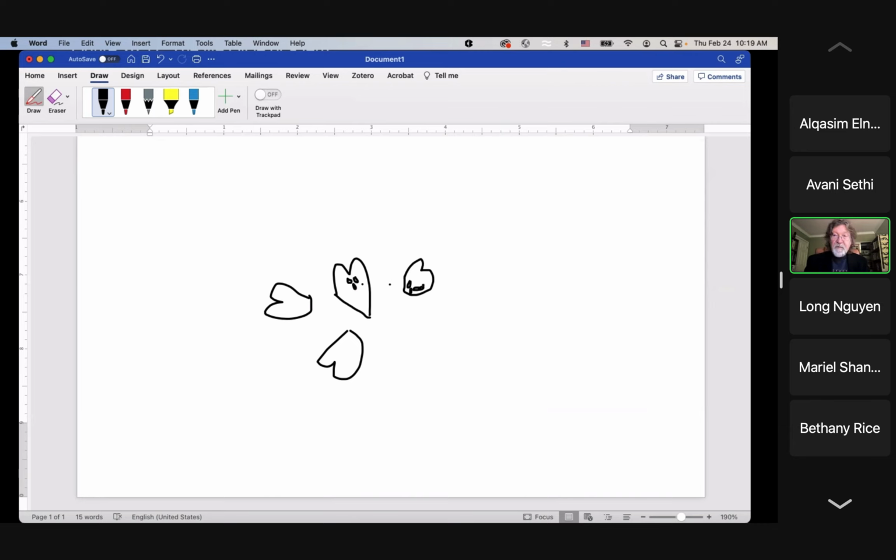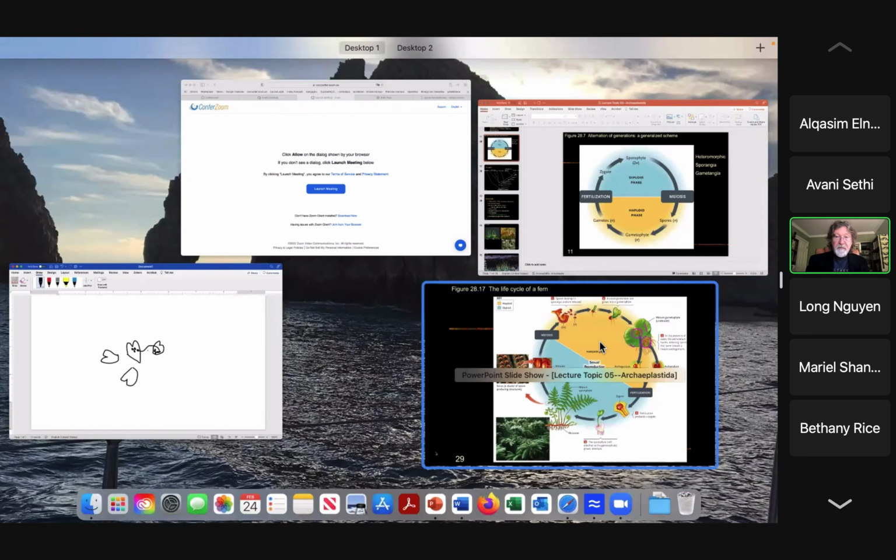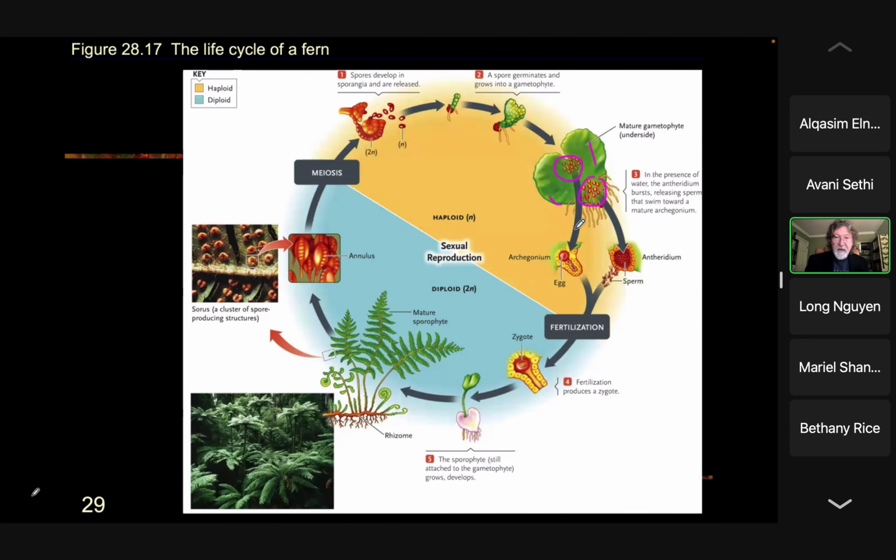The antheridia will produce by mitosis flagellated sperm, just like in the bryophytes, that has to swim to the archegonia, enter the archegonia, leading to fertilization. Okay? And so that's what happens here. Now the archegonia, this is showing that all these are produced on the underside, the ventral surface. This is turned over so you can see it in this drawing, but it's really on the underside.